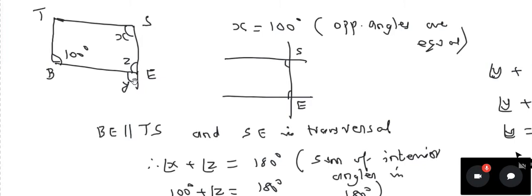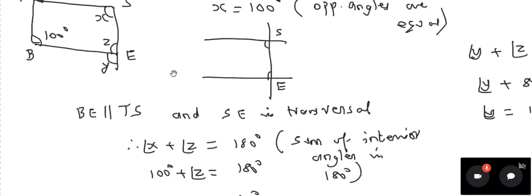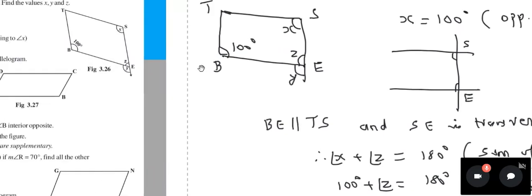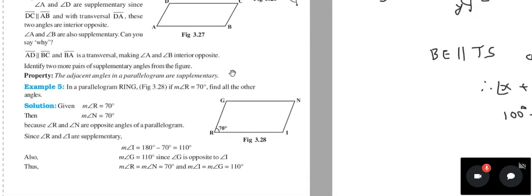Okay, so once you find y, obviously then you can apply the linear pair. Or else, if you know that the sum of the interior angles is 180, that also you can apply. Okay, now, that's about it.